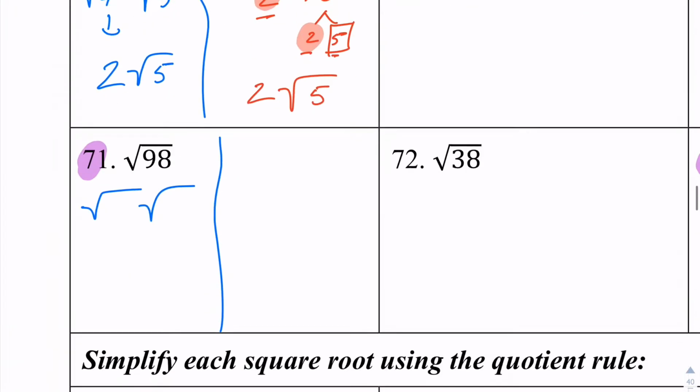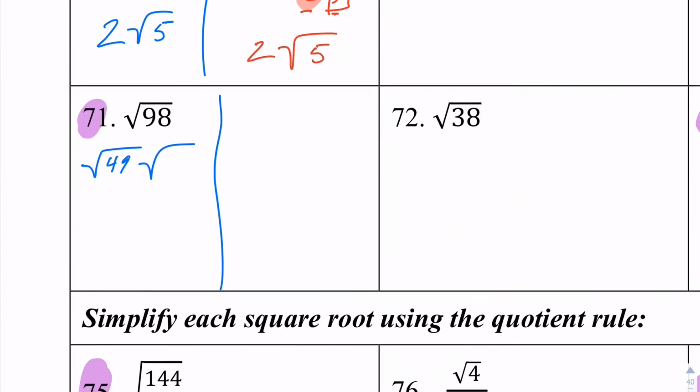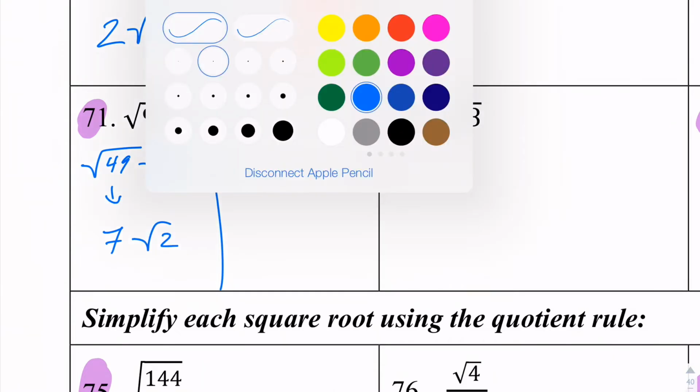There we go. So 49 times 2 is our multiplication that equals 98. Square root of 49 is 7. 7 square root of 2.